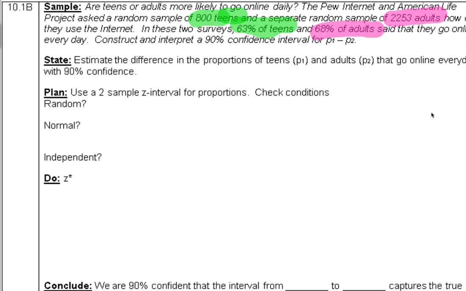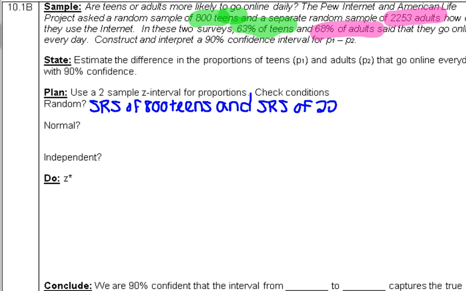So now we're going to use a 2-sample Z interval for proportions. We're going to check our conditions. So it looks like we have an SRS of 800 teens. And we also have an SRS of 2,253 adults. Oops, adults, I apologize.